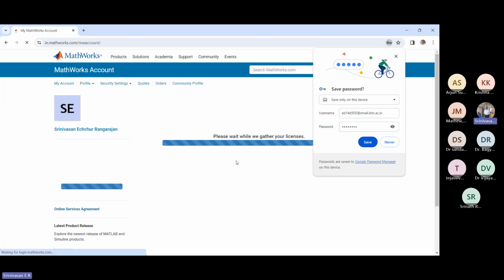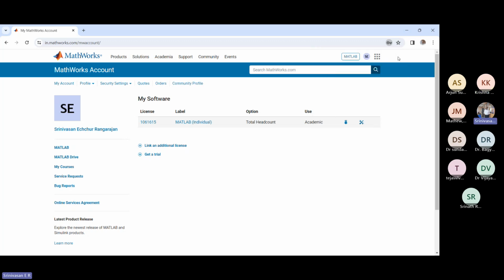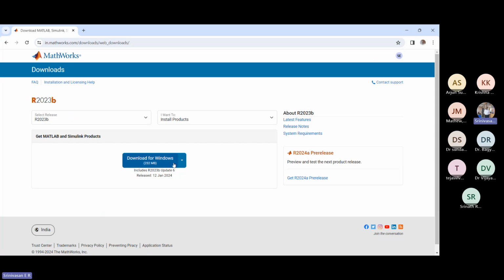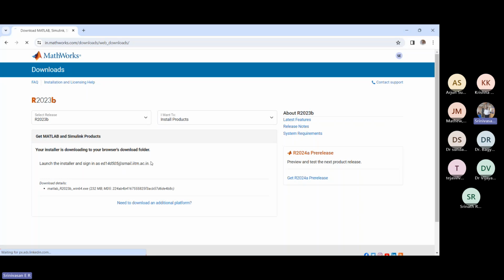And then for every student ID that MathWorks issues, there will be a particular license number that is assigned to the ID, and the use will be mentioned as academic. What we need to do here is we see the download button over here. We just have to download the software. Please choose the type of system that you have, whether it's Apple or Linux. I have a Windows laptop with me, so I will choose to download for Windows.